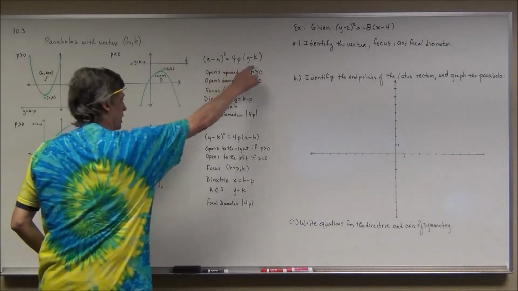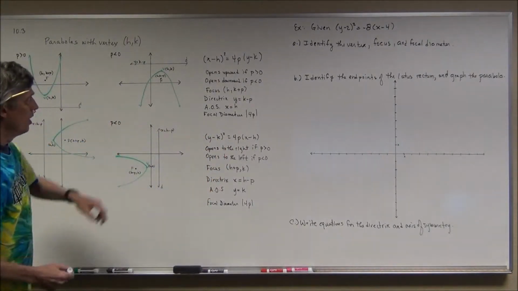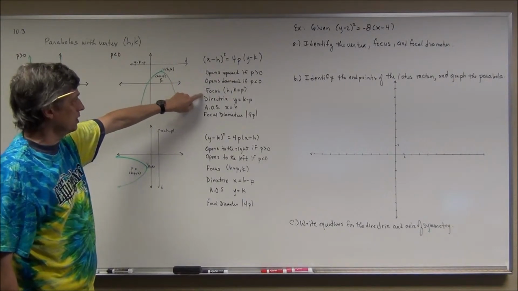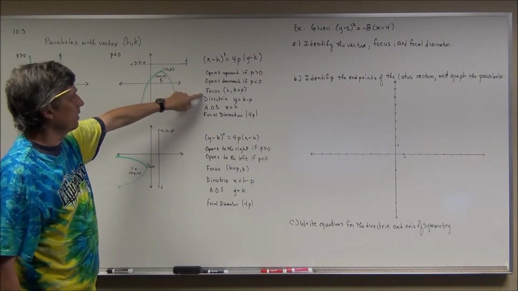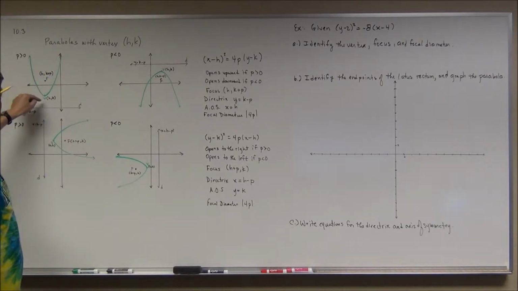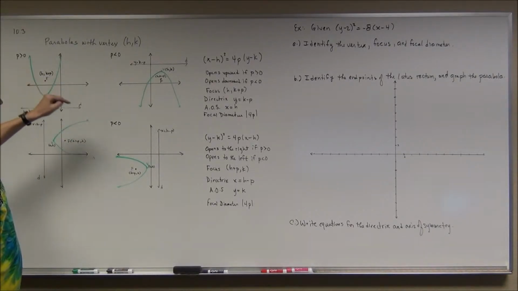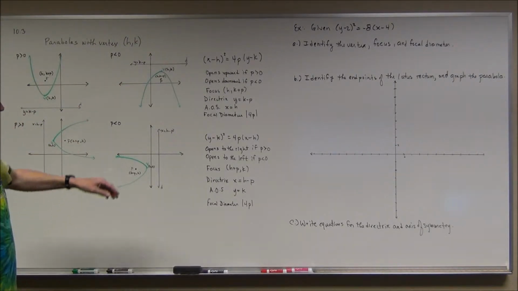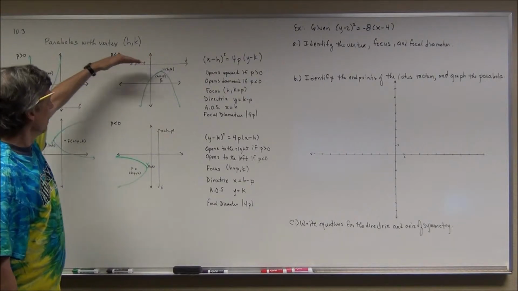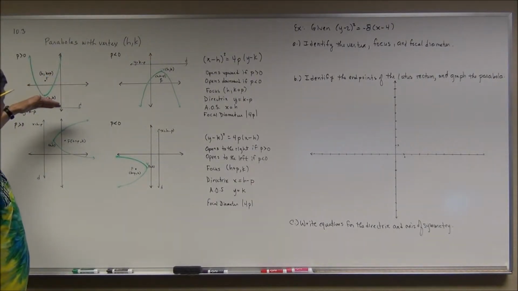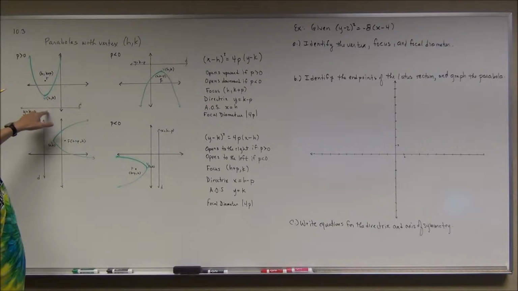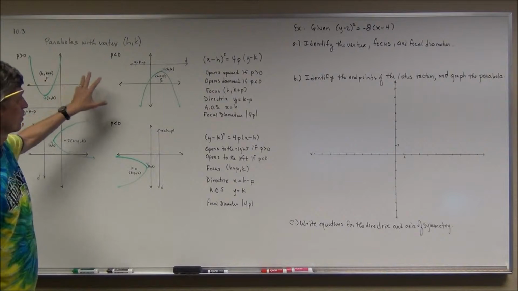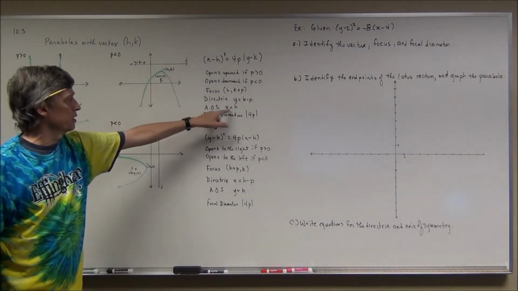Your vertex is still (h, k), opens upward if p is greater than 0, downward if p is less than 0. Notice that the focus here is going to be (h, k plus p). Now, if p is positive, notice that it goes up p units from the vertex. If p is negative, it goes down p units from the vertex. And then the directrix, of course, being the line that's perpendicular to the axis of symmetry. Here are p units below, here are p units above. And the axis of symmetry for these two, both being vertical lines going through the vertex, so x equals h.